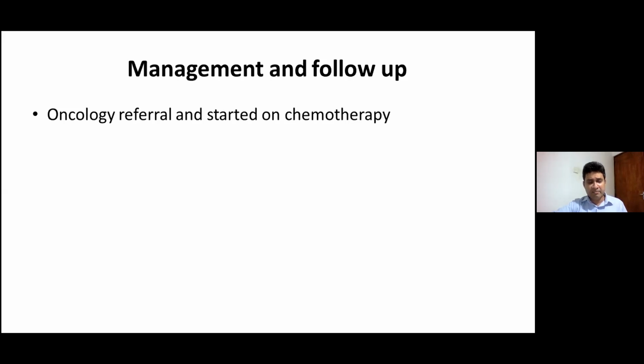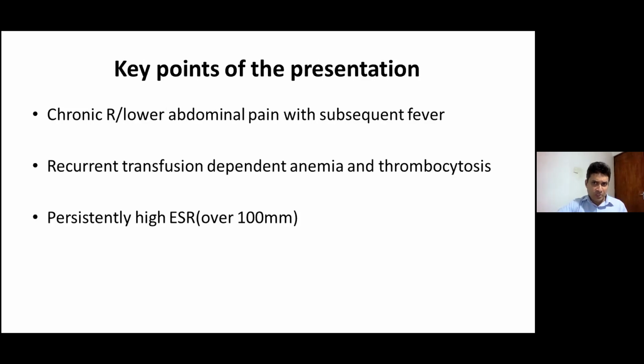Because of her advanced disease and tumor type, her predicted 5-year survival is, I think, around 50%, according to oncology opinion. So these are the key points of this clinical scenario. A middle-aged female with chronic right-sided abdominal pain who subsequently developed fever, and she had recurrent transfusion-dependent anemia with reactive thrombocytosis, and her ESR was persistently over 100.